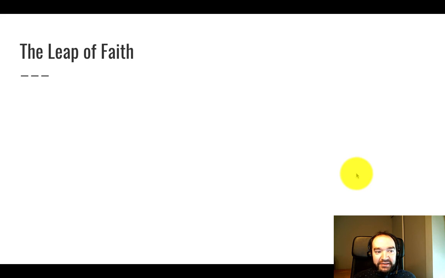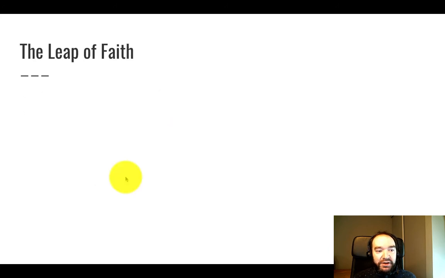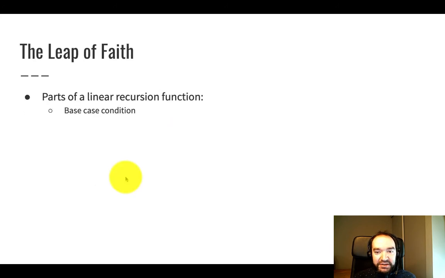Designing functions like this can be tricky. There are 4 parts of a linear recursion function. If we look at the parts here, there's the base case condition that says if we're in a base case, so that condition is one part. The base case solution, what we return when we're in a base case. The arguments to the recursive call is another thing that needs to be thought through and designed.